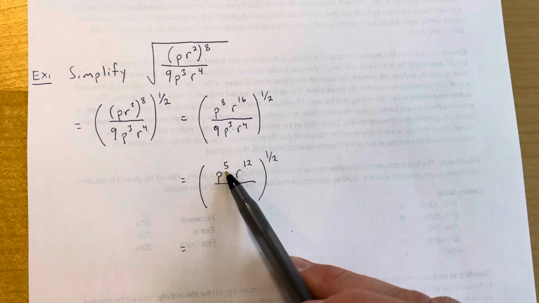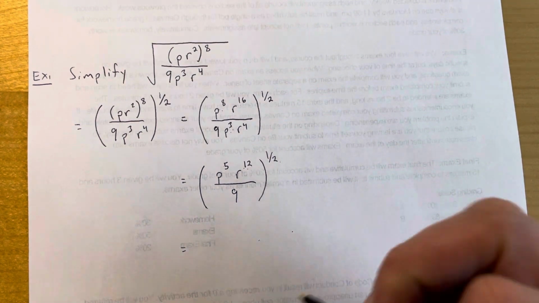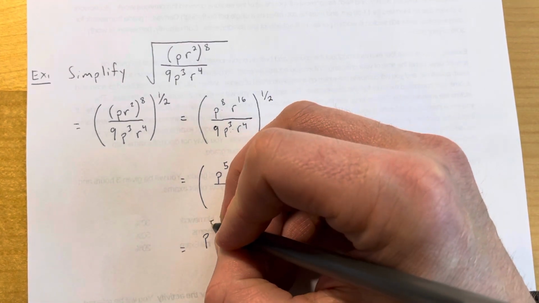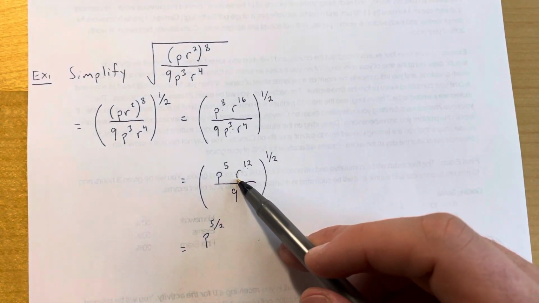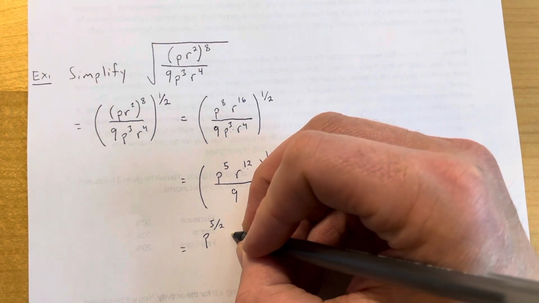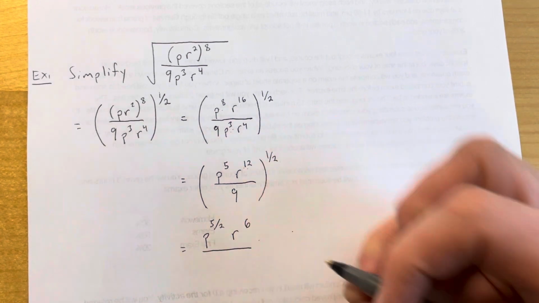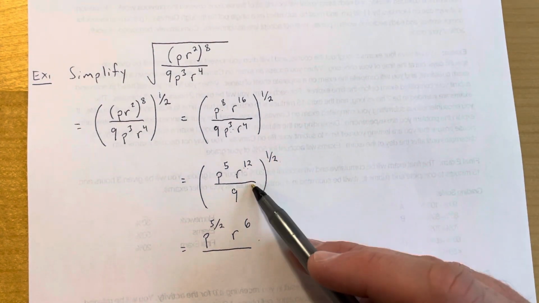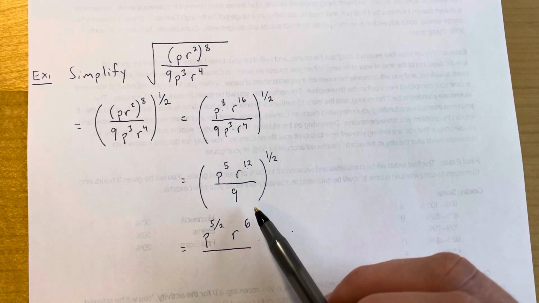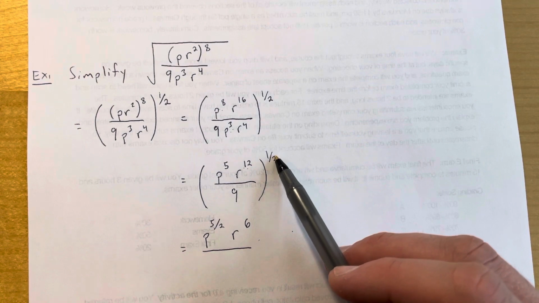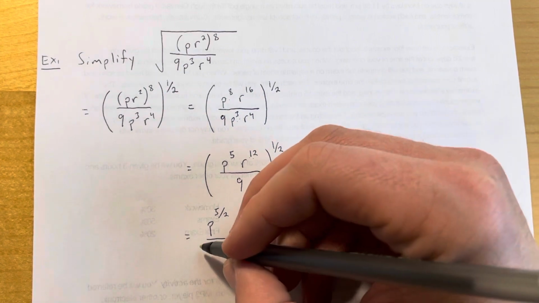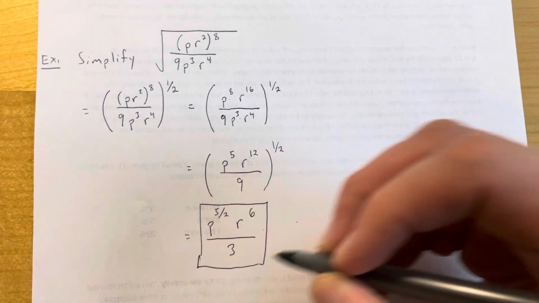Now I want to bring the 1/2 in and deal with everything in here. So in my numerator, I'm going to get 5 times 1/2, which is p to the 5/2. Here, I'm going to get r to the 12th to the power of 1/2. Multiplying those, 12 times 1/2 is just 6. R to the power of 6. Now 9 to the 1/2 power. I'm not multiplying those because this 9 is not an exponent like the 5 and the 12 were. It's just a constant. So I'm literally taking 9 to the 1/2 power. But remember, that means the square root of 9, which is 3. We know that one. And that's it.